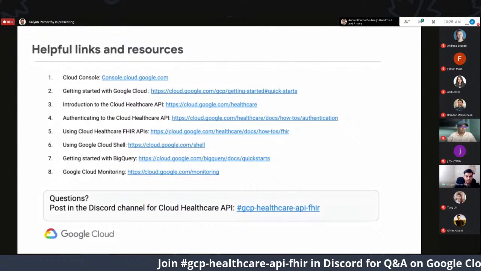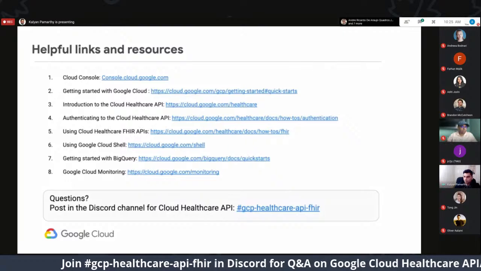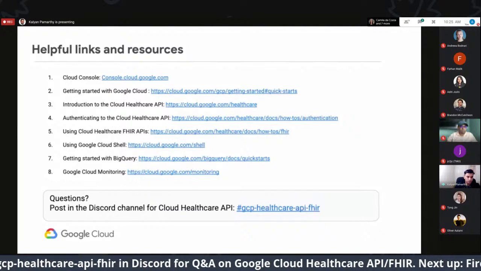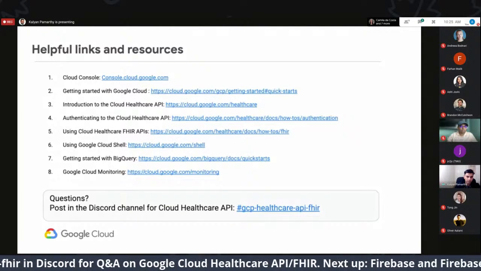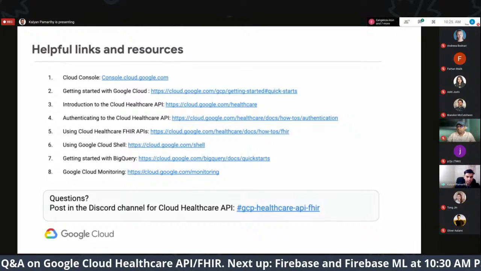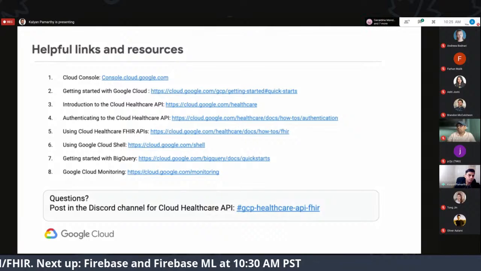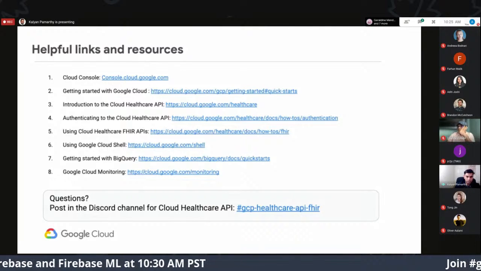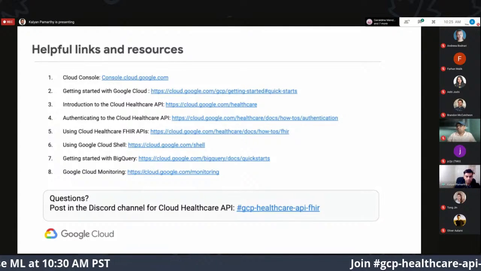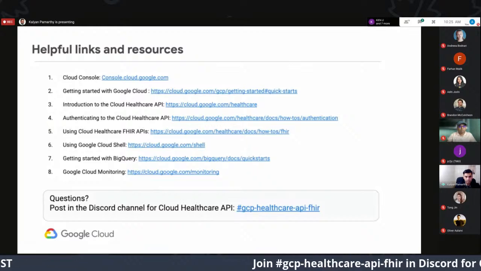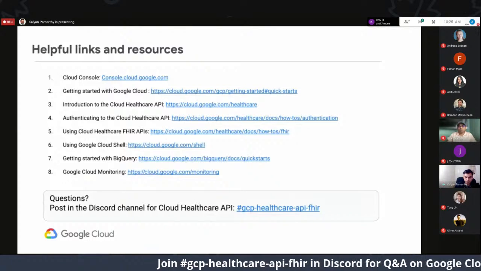Again, if you're not finding what you want, ping us on Discord. You can use the search tool on the Cloud Healthcare API's website. If you want to integrate with BigQuery, if you're using analytics, we strongly recommend checking out BigQuery as well. There are a lot of how-to guides and quick starts on BigQuery as well.